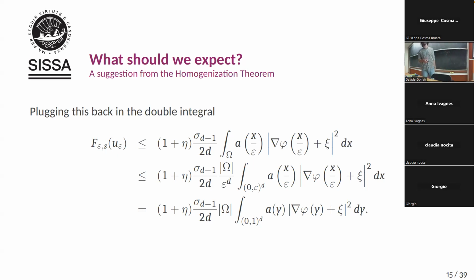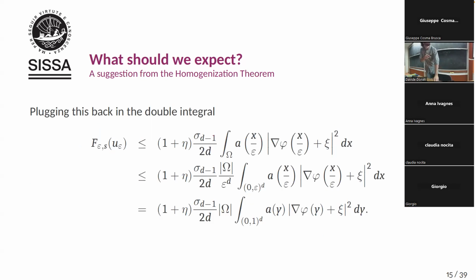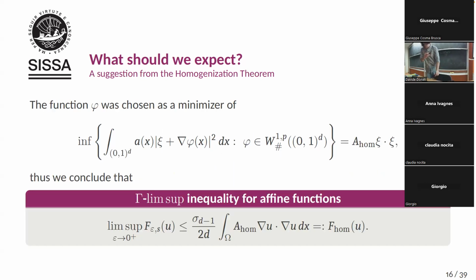And then by changing coordinates one final time and by setting x divided by epsilon equal to y, we recover this expression, which is exactly what we wanted, because now we recall how we chose phi. Phi was chosen in such a way that this, let's say, equality holds true. And since u was an affine function, the gradient of u is exactly psi. And so the term volume of omega times a_hom psi scalar psi is exactly the integral of a_hom gradient of u times gradient of u.